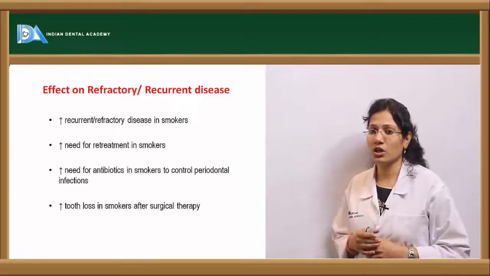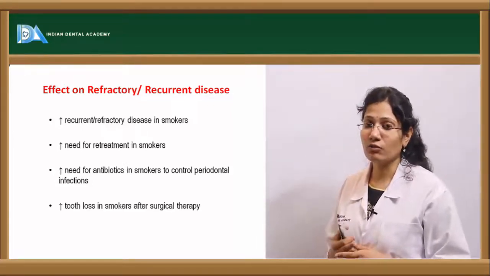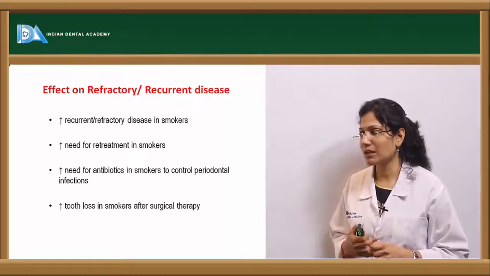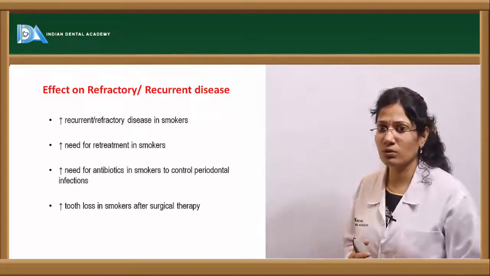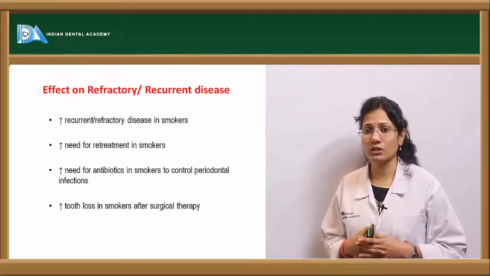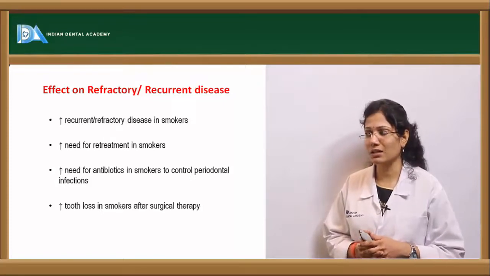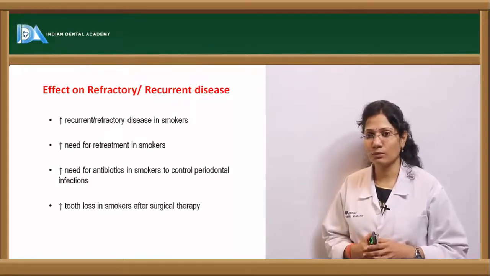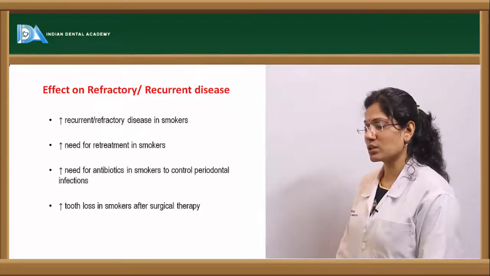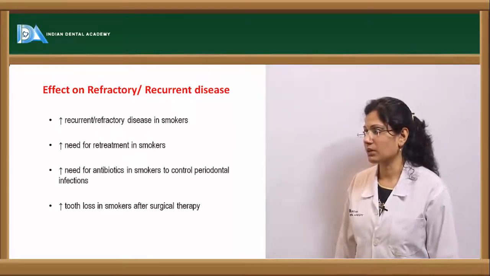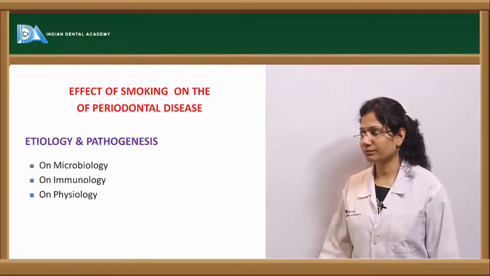It increases the chances of recurrence or the refractory nature of the disease, and there is an increased need for treatment in smokers, and an increased need for adjunctive therapies. A routine periodontal treatment is just not sufficient. Probably you have to incorporate some adjunctive methods of treatment, like antibiotics, to control the periodontal disease in smokers. And there is an increased tooth loss in smokers after surgical therapy. Even after surgical therapy, the success of the treatment is not that great.